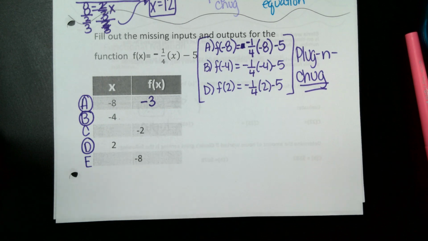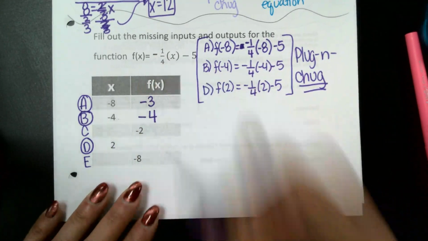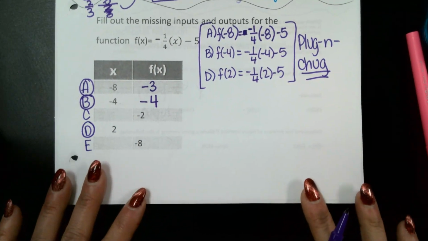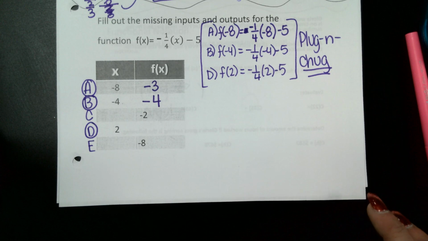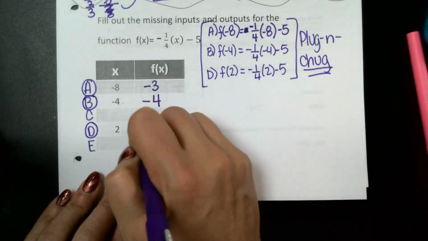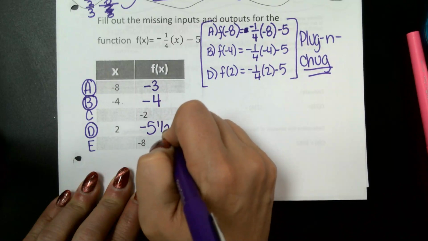Okay, how about when you plug in a -4? -4? You also get -4? Now letter D is probably going to be a fraction, a mixed number maybe, because I think it's -1/2 minus 5. So like -5 1/2. -5 and 1/2.